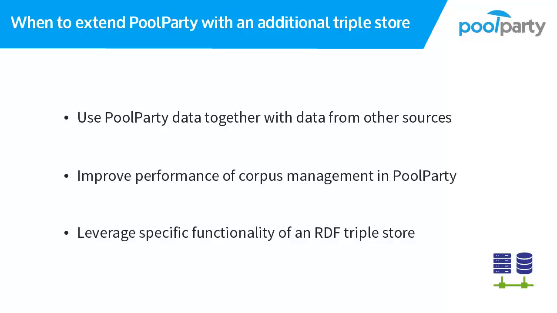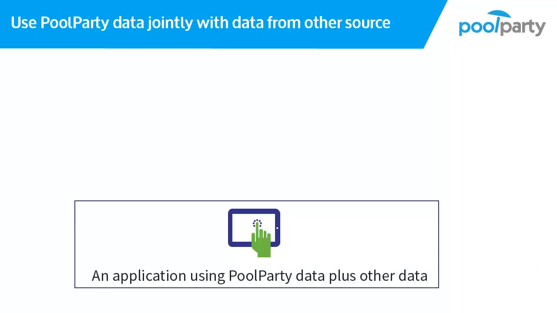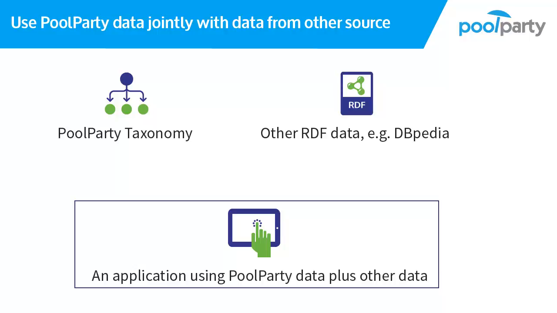Let's go back to the first and most common use case of wanting to use data that comes from PoolParty in combination with data that comes from a different source. This can come in many flavors. The most simple case would be that I have a thesaurus in PoolParty that I would like to be able to query jointly with other information which I already have available in RDF format.